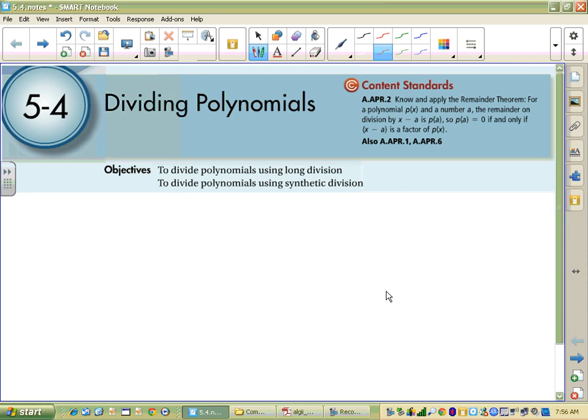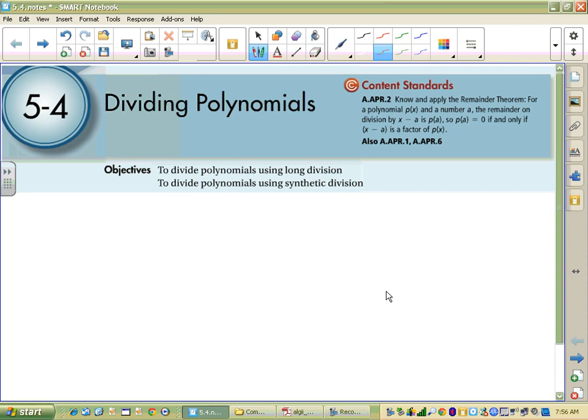But we're going to introduce Chapter 5, Section 4. It's dividing polynomials. And I'm going to do something totally different than I usually do. Normally, we'll start off with a definition and a procedure or an algorithm or a step-by-step. But today, what I'd like to do is start off by showing an example of each type of polynomial division.